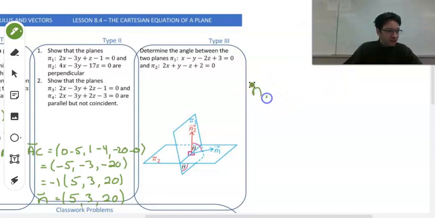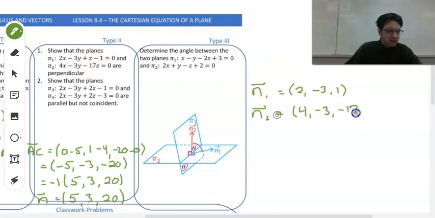Our first normal will be, again, look at the coefficients, 2, negative 3, and 1. And our second normal, looking at the coefficients, is 4, -3, and -17. Those are our two normals. Now, if they are perpendicular, we can show that by proving that the dot product between the two normals is 0.